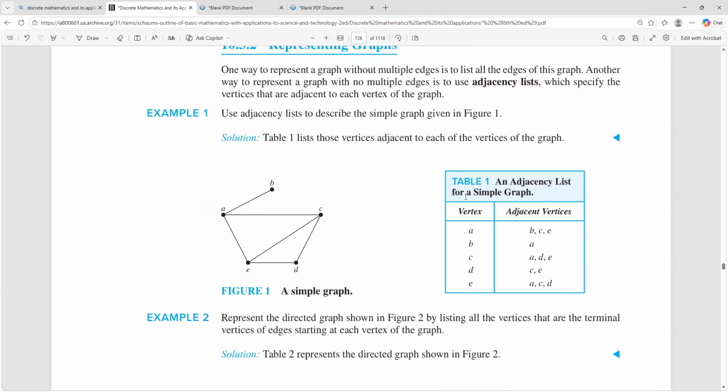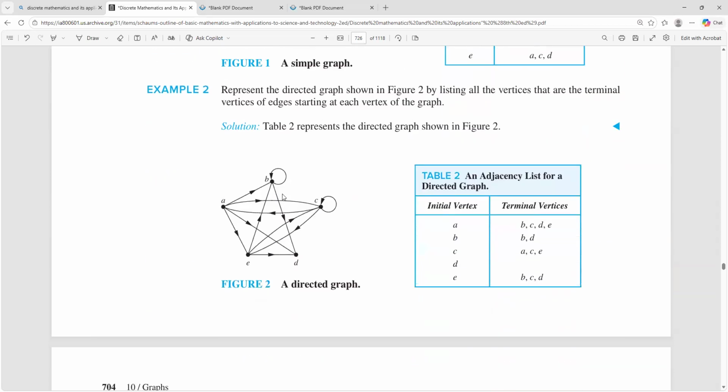So here's an example of an adjacency list. Basically, you take every vertex and you have a list of any vertex that is adjacent to that vertex. So for example, here A is adjacent to B, C, and E, right? B is adjacent to A, and so on for everything else. So how would you implement this in code? Basically, for each node in the graph, you would store a list of adjacent vertices.